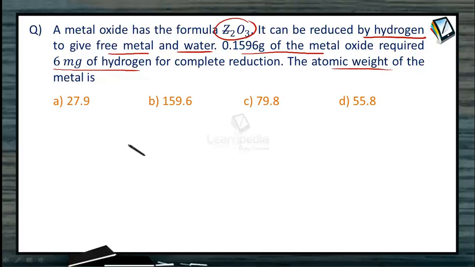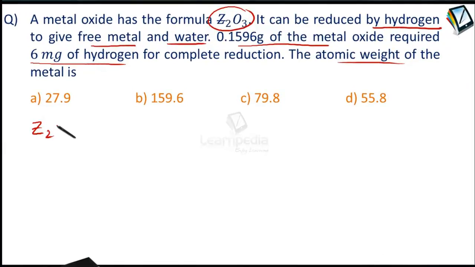So what is the reaction between this metal oxide and hydrogen? It is like this. This metal oxide Z2O3, when made to react with hydrogen, results in the formation of the metal Z and water. And when we balance the reaction, it is like this: 3 here and 3 here. So 1 mole of Z2O3 is combining with 3 moles of hydrogen to get 2 moles of the metal Z and 3 moles of water.